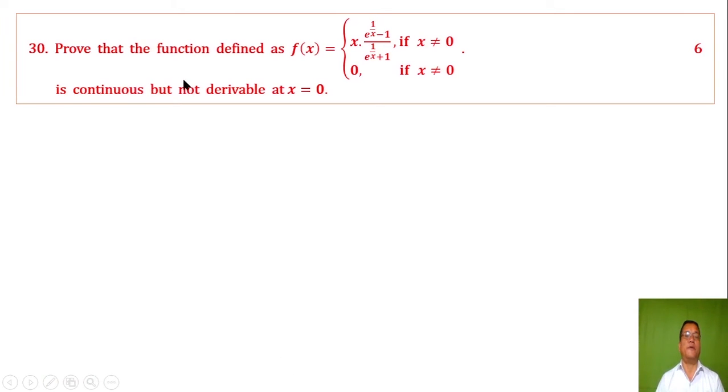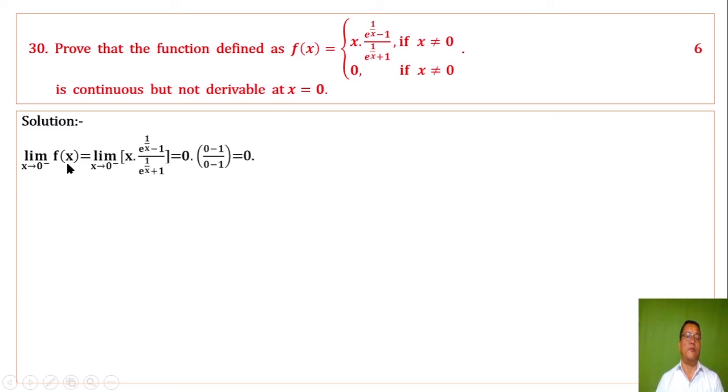Question 30. Prove that the function defined as f of x equals this when x does not equal 0, and whose value is 0 when x equals 0, is continuous but not derivable at x equals 0. 6 marks. The left-hand limit of f of x as x tends to 0 is equal to this, which is the product of two functions. Therefore, the limit of the first function is 0, the limit of the next function is this, and 0 into something is 0.